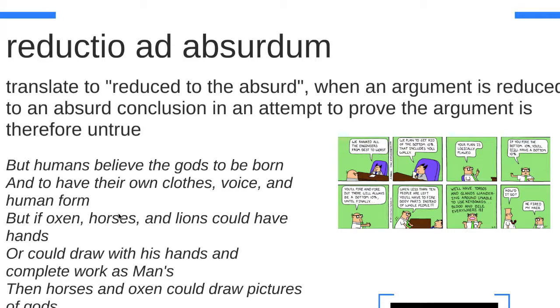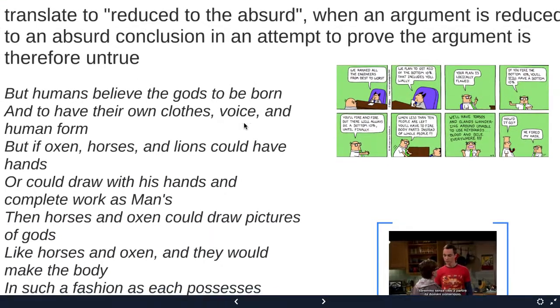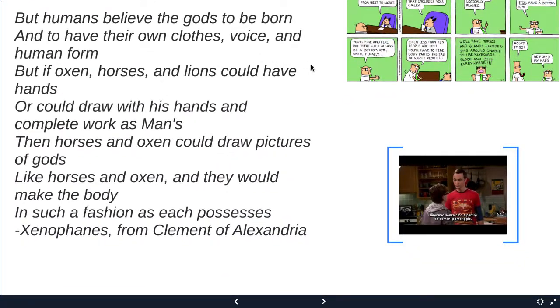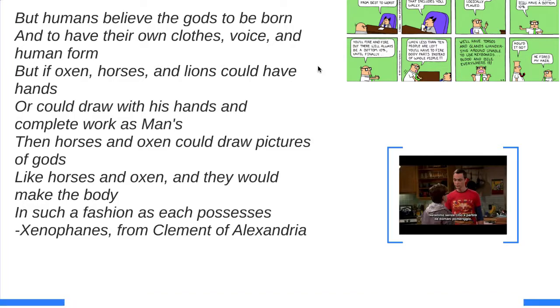I would not write this example down because it's going to get long-winded, but at least see what's going on. "But humans believe the gods to be born and to have their own clothes, voice, and human form." All right, so this is coming from Greece. When you think of Zeus, when you think of Apollo, you think of human-looking beings. "But if oxen, horses, and lions could have hands, or could draw with their hands and complete works as men do, then horses and oxen would draw pictures of gods like horses and oxen, and they would make the body in such a fashion as each possesses."